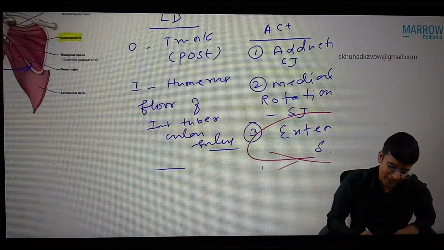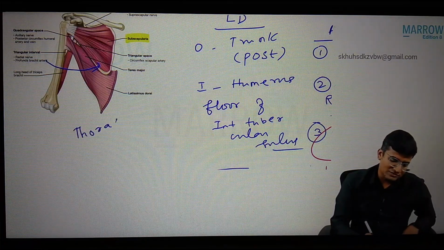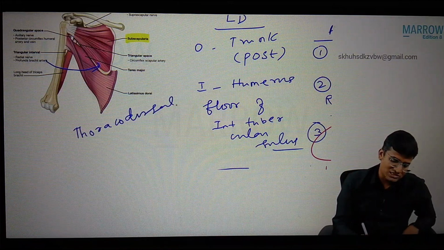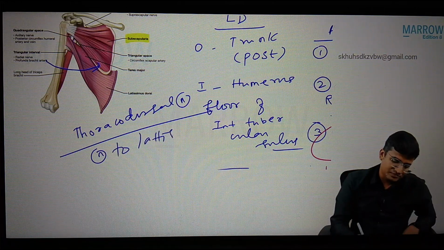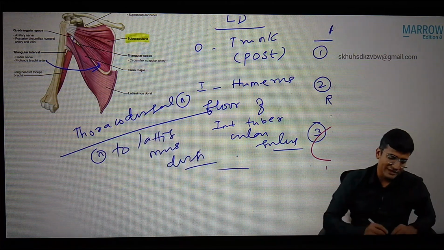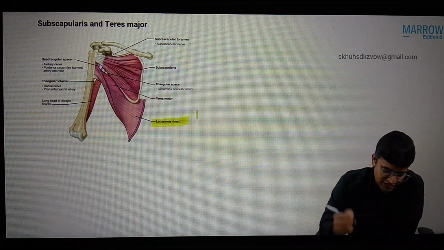Now, what is the nerve supply? Nerve supply of latissimus dorsi, thoracodorsal nerve. Thoracodorsal nerve, also known as nerve to latissimus dorsi. Okay, right. So we completed latissimus dorsi muscle.